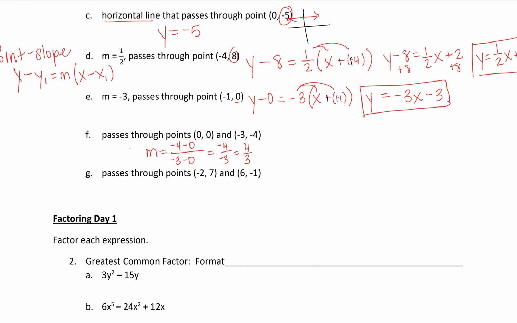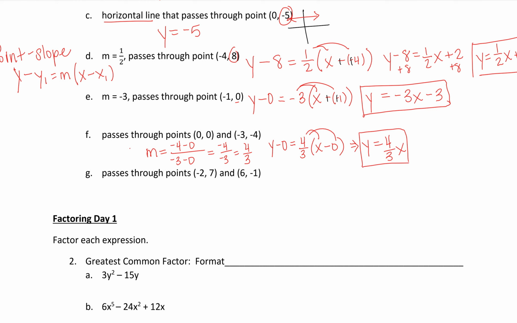Now again, I'm going to choose one of those points to use. It doesn't matter which one I choose. I'm going to choose the easiest one, which is going to be that 0, 0. So again, I have y minus 0 equals 4/3 times x minus, again, 0. So whenever I do my math, I get y equals 4/3 gets distributed, so that I just get 4/3 x. So my answer is just y equals 4/3 x.